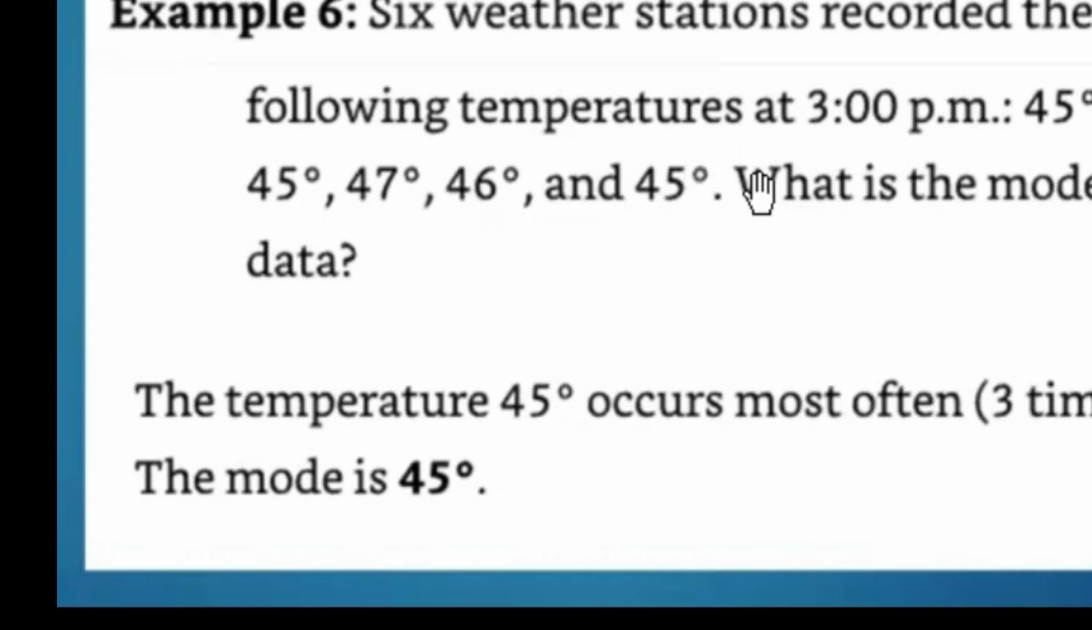So you call your first weather station and they tell you, oh, today at 3 p.m. we recorded a temperature of 45 degrees. Okay. Then you call your second weather station. They tell you that they recorded a temperature of 44 degrees, and on and on until you reached your 6th station, right?